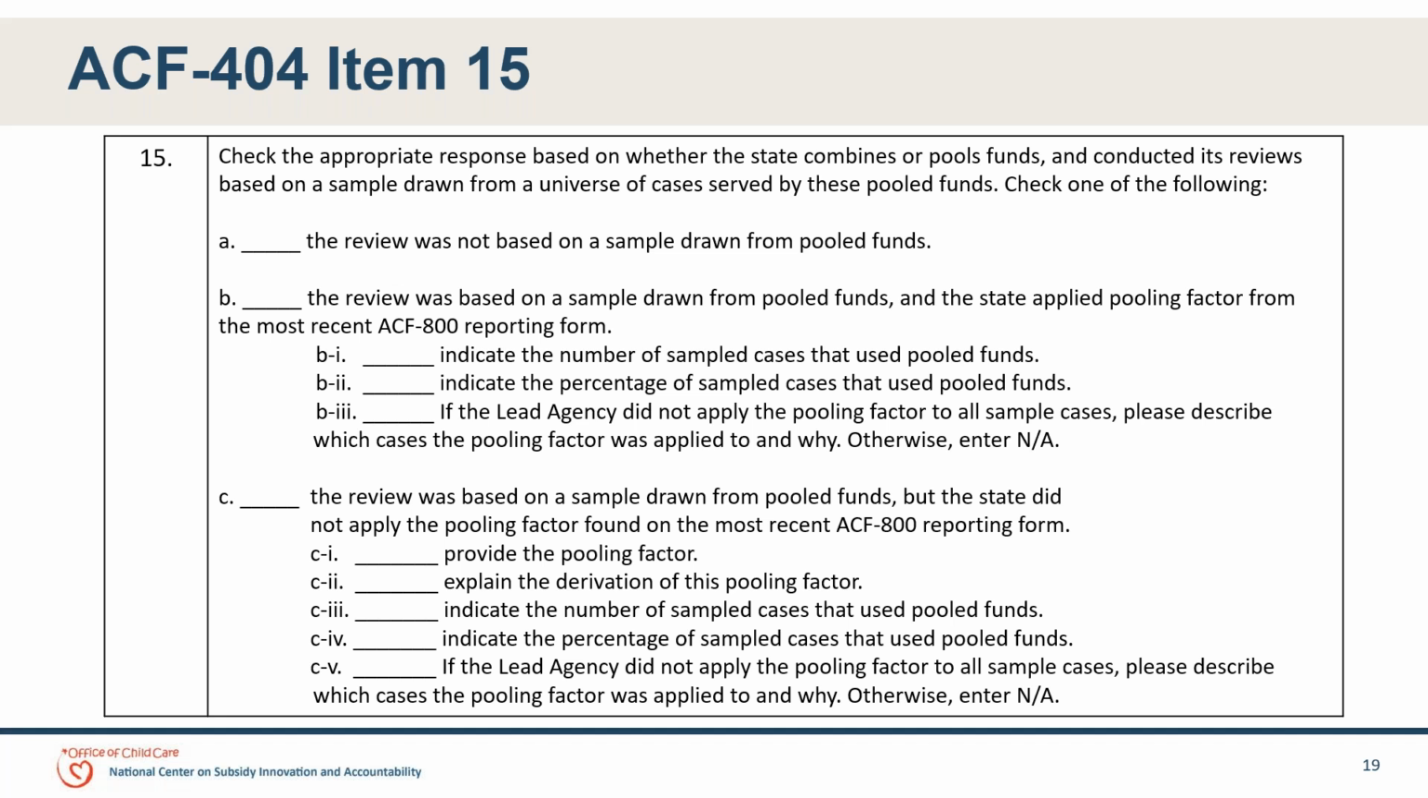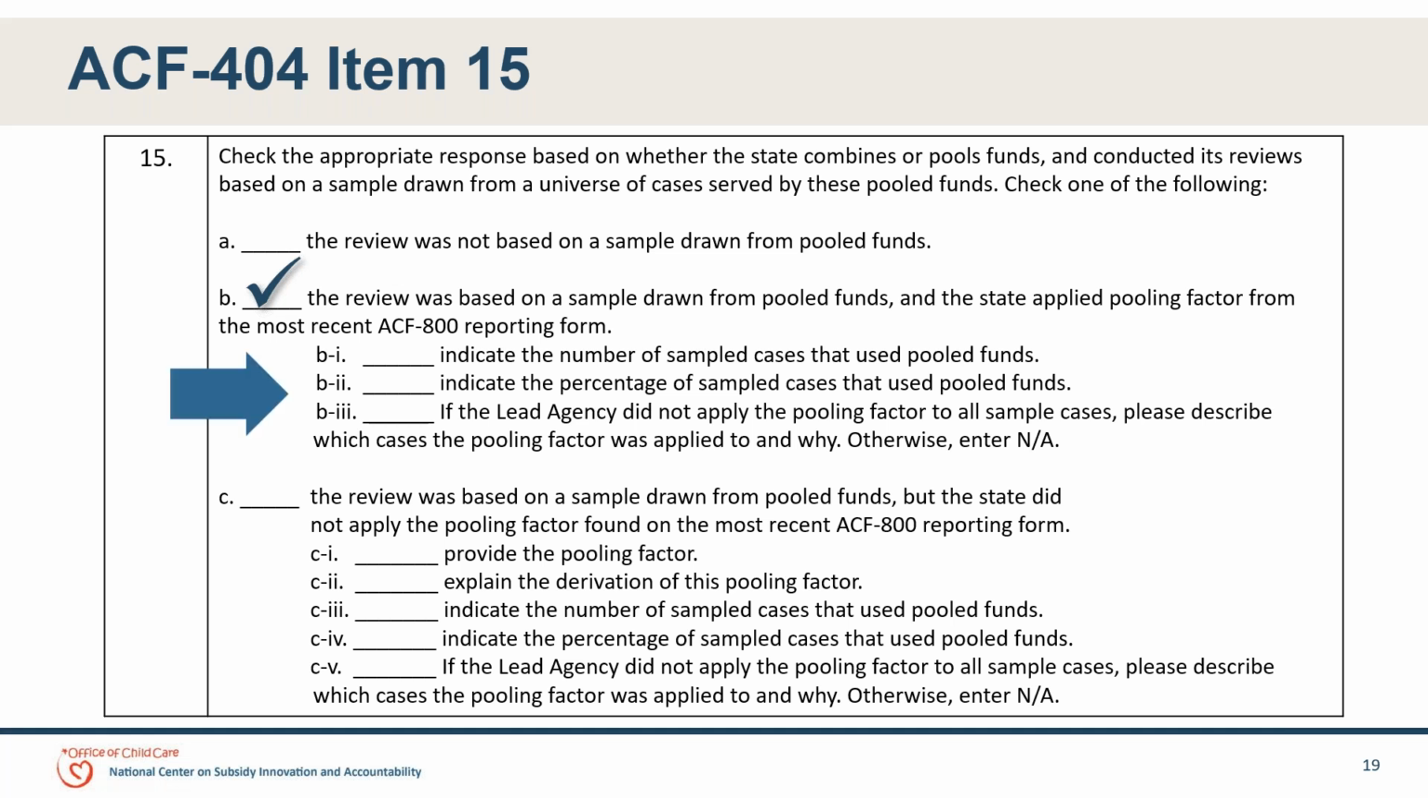We have item 15, and this asks about the pooling factor. I'm not going to read all this, but you'll need to check either A, B, or C. If your review was based on a sample that was not drawn from pooled funds, then you'll check A. If your review was based on a sample drawn from pooled funds and you applied the pooling factor from your most recent ACF-404, then you'll check B.